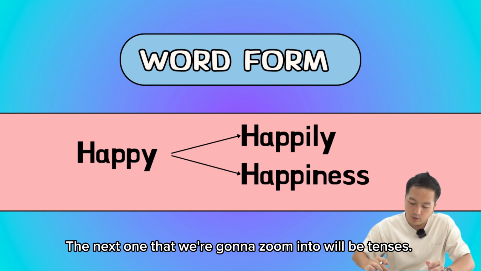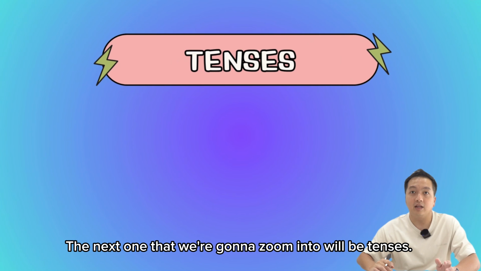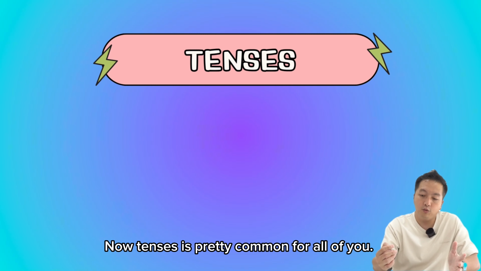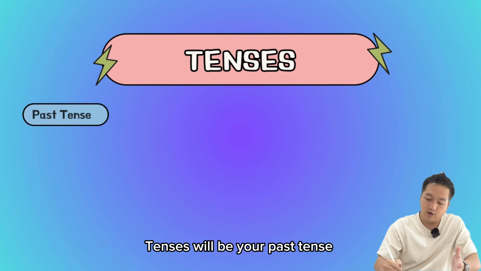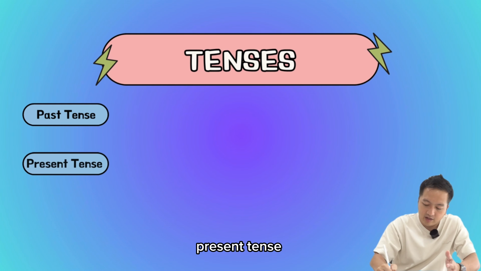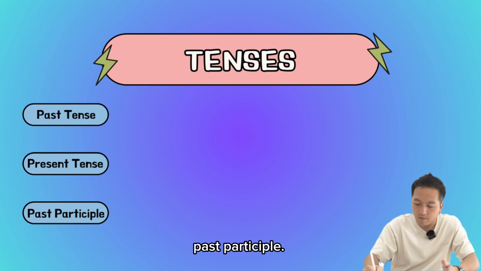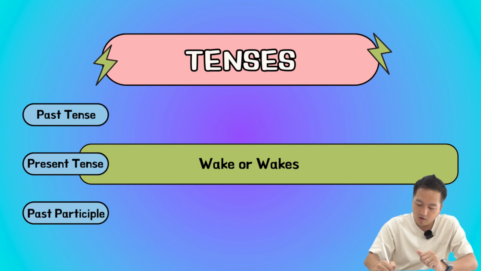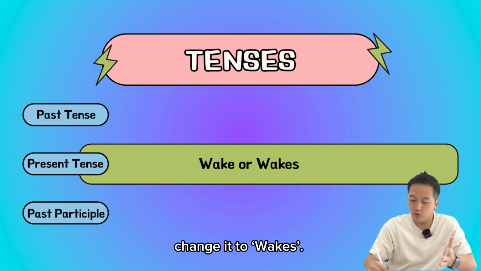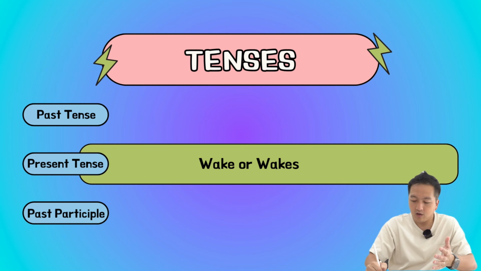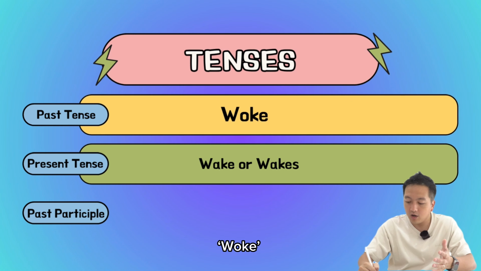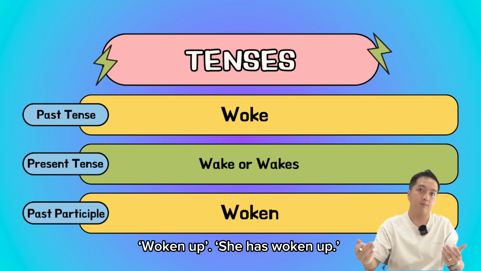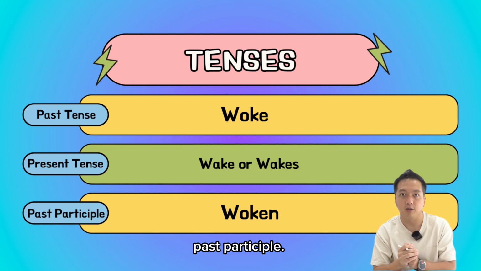The next one that we're going to zoom into will be tenses. Now tenses is pretty common for all of you. Tenses will be your past tense, present tense, past participle. So you have words like maybe wake. Change it to wakes, woke, woken. She has woken up, past participle.